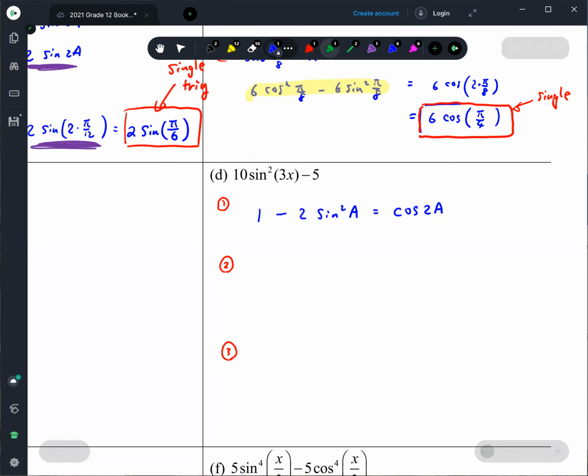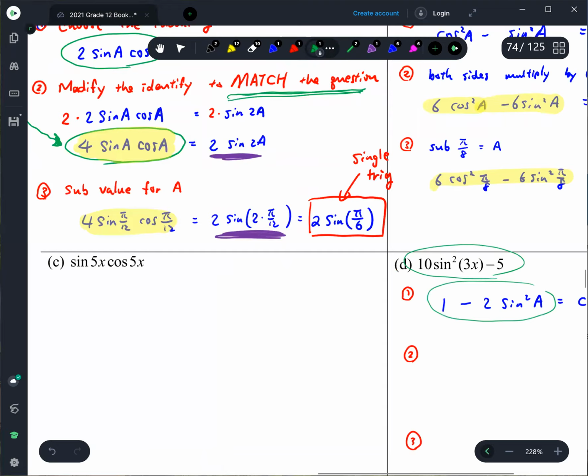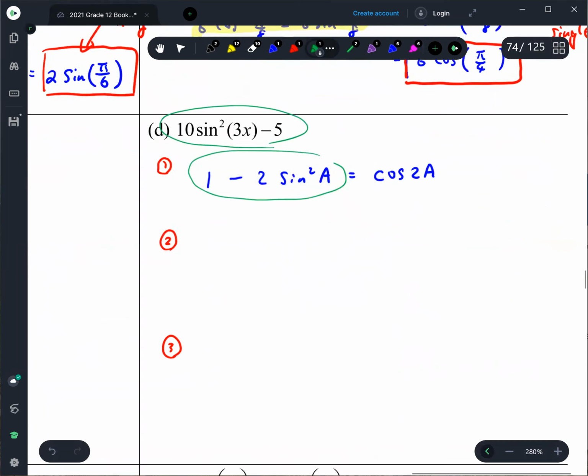So if you compare this left side with the question, it's close, right? They both have sine square, right? They both have a minus, right? However, the order is mixed, right? It's flipped, right? Because in the question, the sine square is at the front, but then the identity, right, is at the back, okay? So remember, we need to match the question, okay? So do not change the question. You only modify the identity.